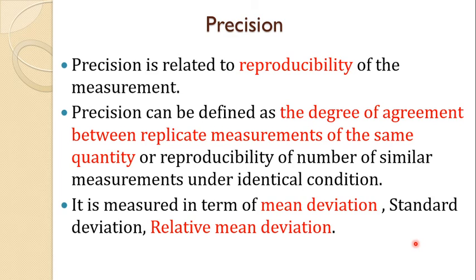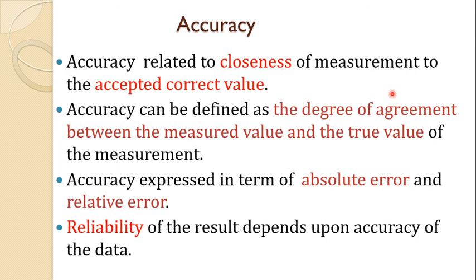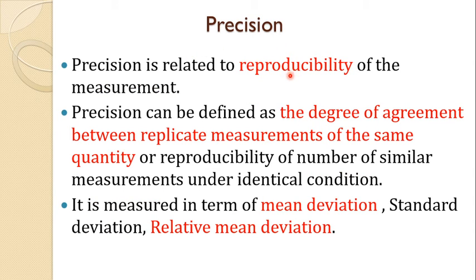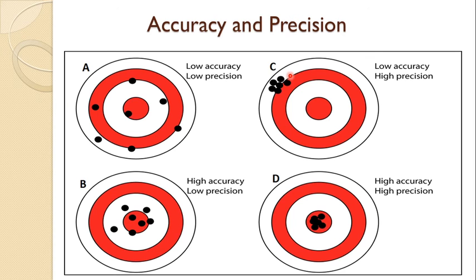So accuracy is related to the closeness of measurement to the accepted correct value, and precision is related to reproducibility. So we can see both accuracy and precision with the help of this diagram. All of you know this is the target circle in which black spots are seen. These are the 6 rounds, and in this 6 rounds the accuracy is like this. So here is low accuracy and low precision.